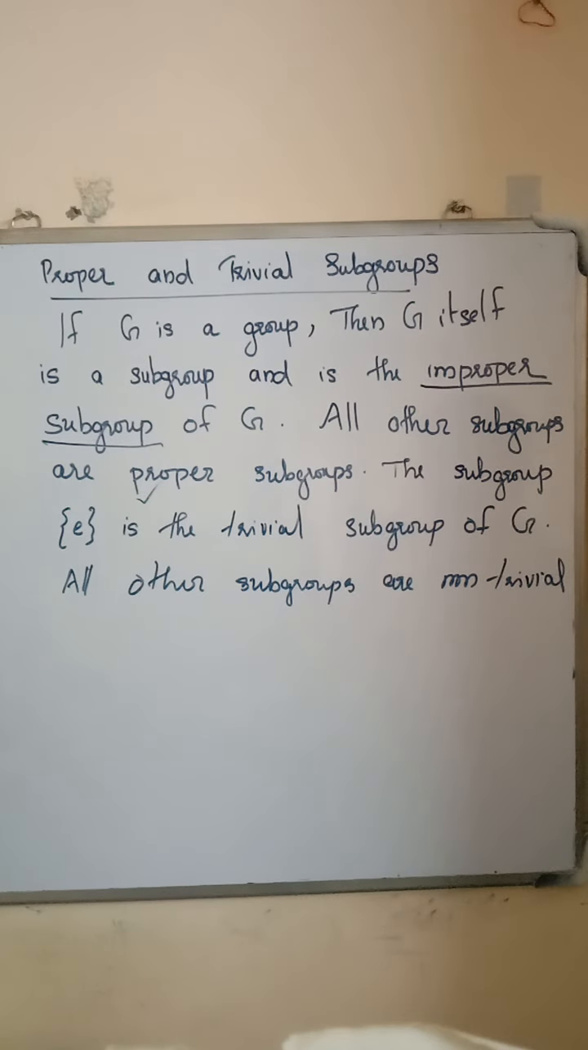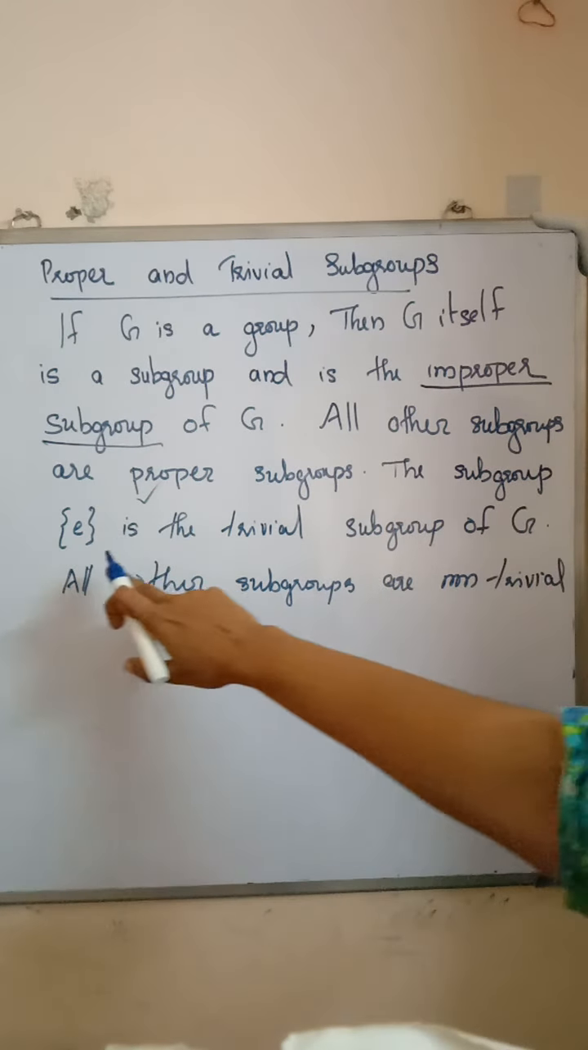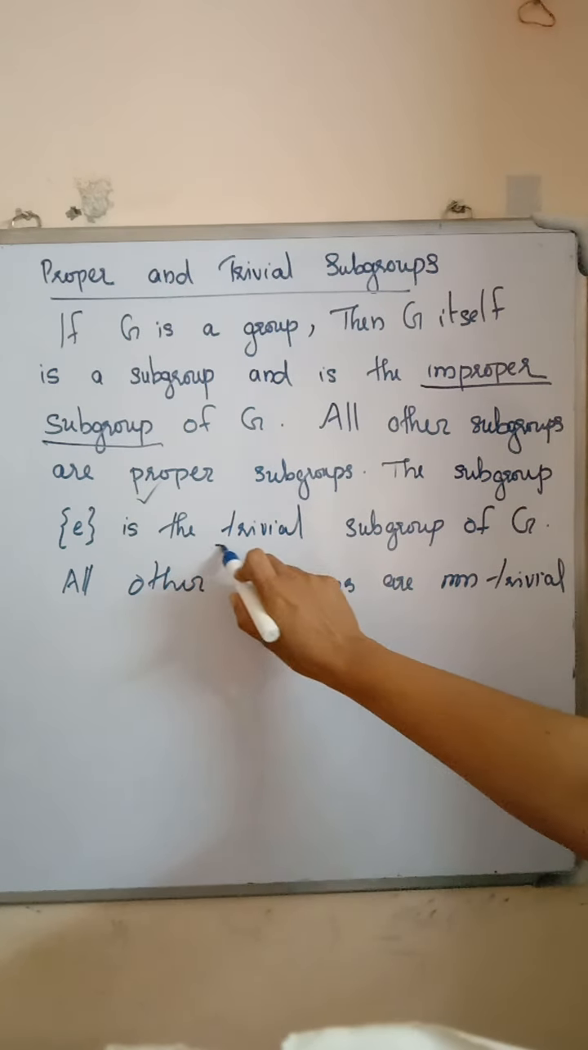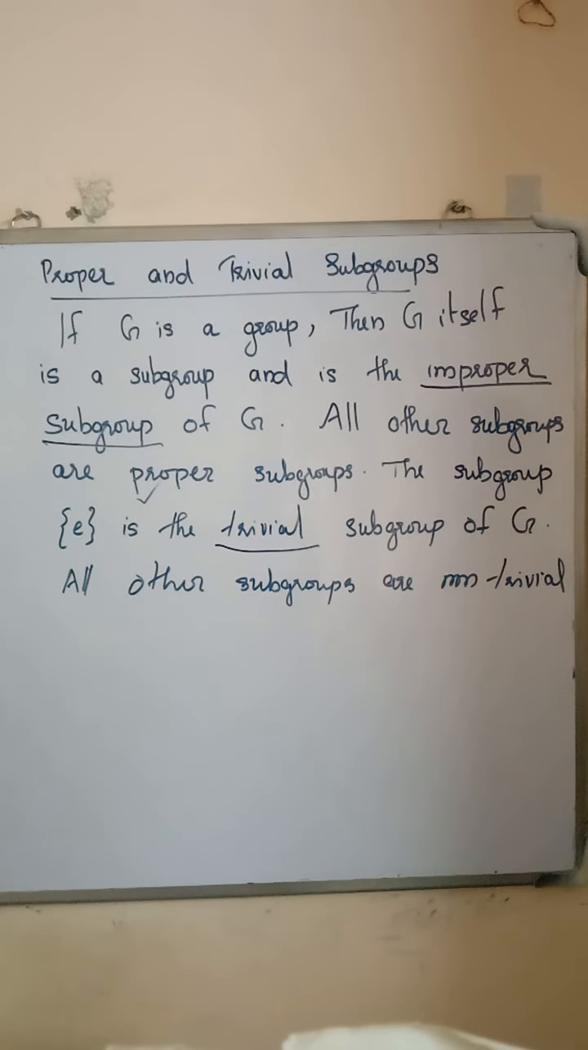The subgroup containing only the identity is the trivial subgroup, like the null set is a trivial set. Here the subgroup {e} is the trivial subgroup of G. All other subgroups are non-trivial subgroups.